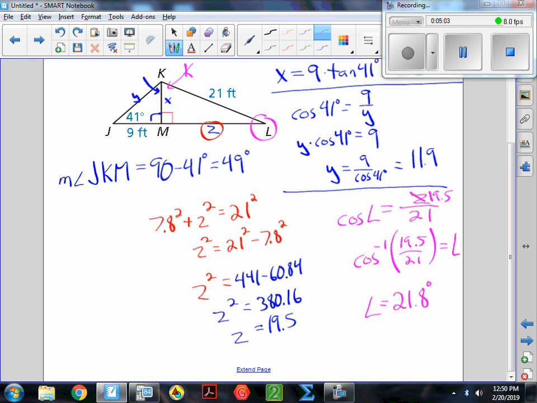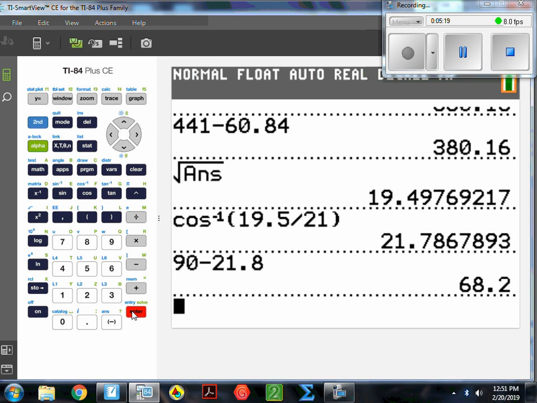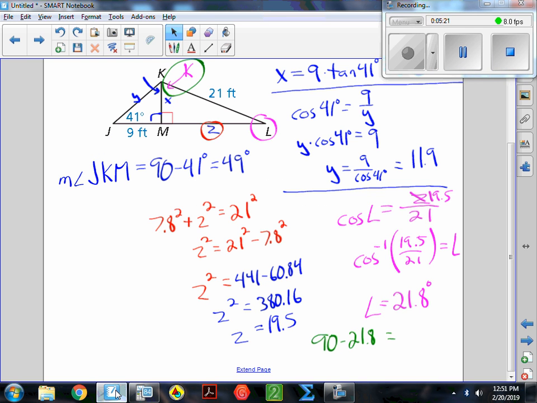And if I do 90 minus that to get K, because once I find one angle, I can subtract it from 90 to get the other one. 90 minus 21.8 is 68.2 degrees. So that's finding everything you need to find.